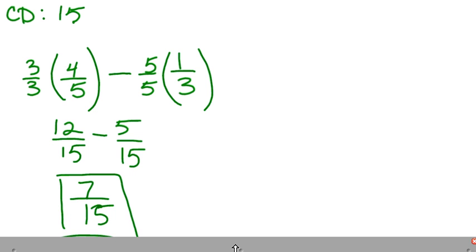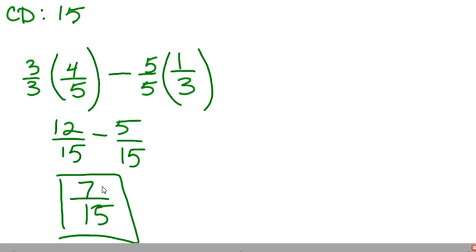Again, to make sure it's in its final format, you want to see, can you divide any like terms from your numerator and your denominator? In this case, we can't, so our final answer would be 7/15.